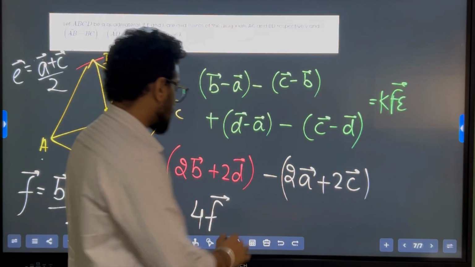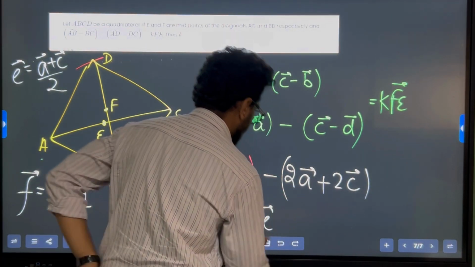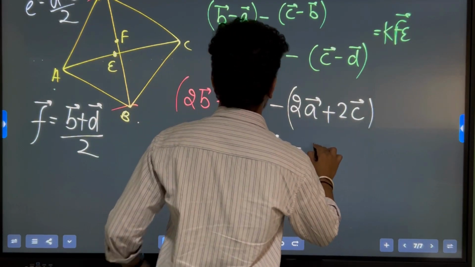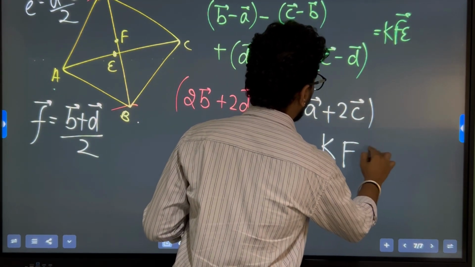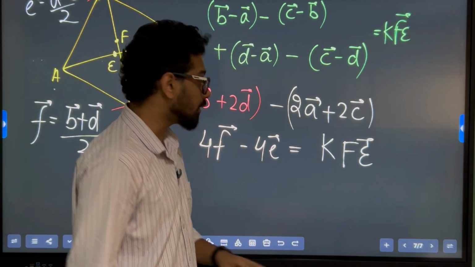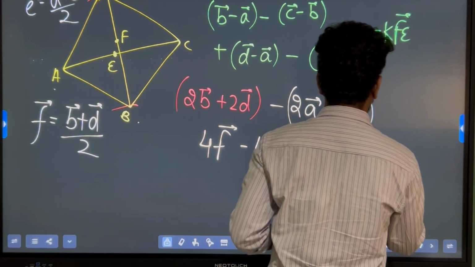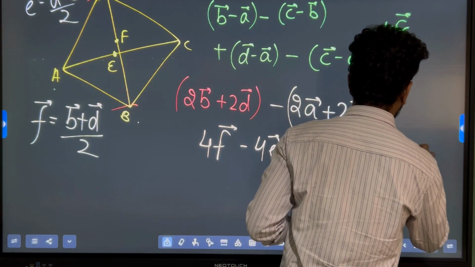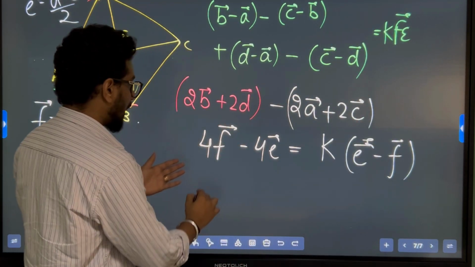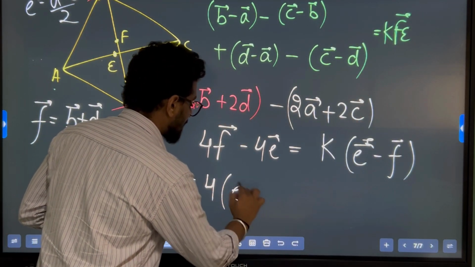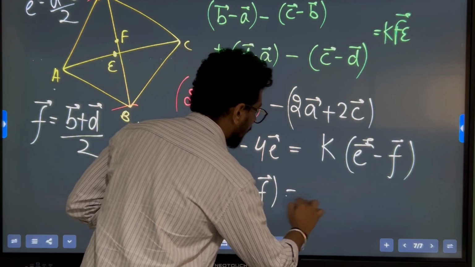So here this is minus 4 times of E vector. And now this is given equals to K times of FE vector. What is FE vector? It's E vector minus F vector. Take minus 4 common, and you will have exactly the same thing that we have on the other side.